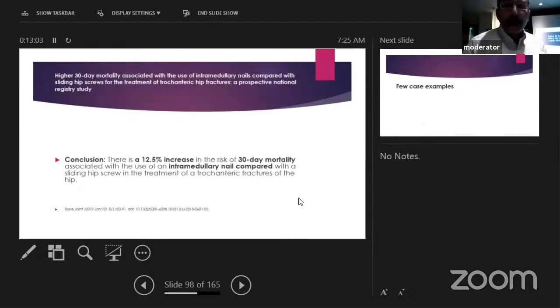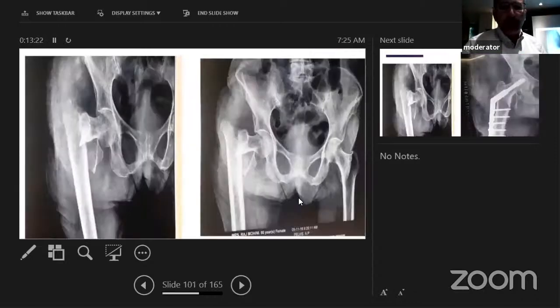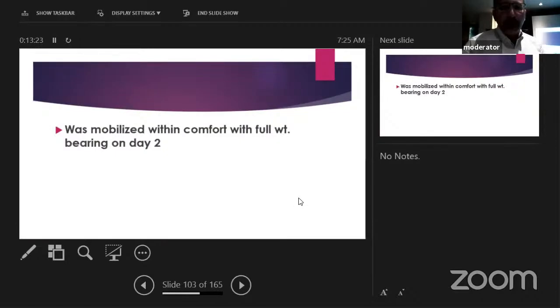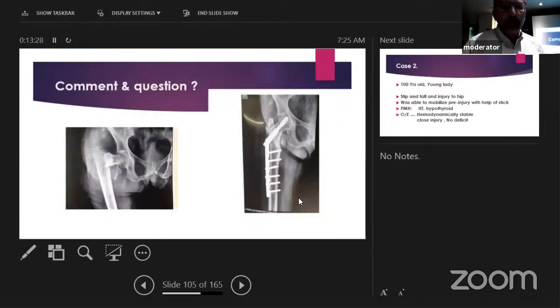There is another very important and recent study, from 2019 in the JBJS. This is from Bristol, England. Higher 30-day mortality associated with use of intramedullary nail compared with sliding hip screws for treatment of trochanteric fracture. So a point to ponder. Two examples: a 95-year-old young lady. I did a DHS, she mobilized 3 months later, perfectly fine, no issues.